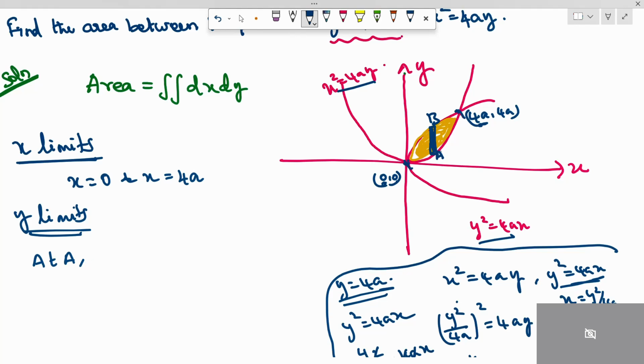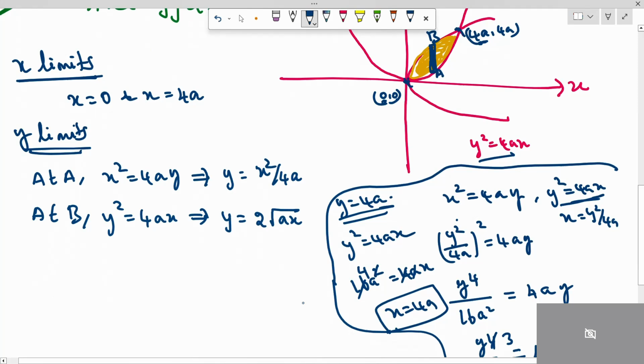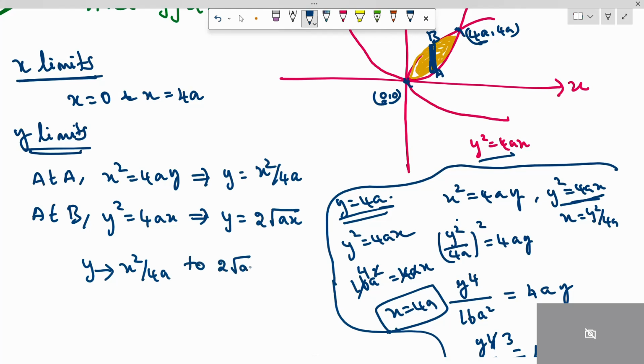Point a lies on the parabola x square is equal to 4ay. From this, y is equal to x square by 4a. This is our lower limit. Point b lies on the parabola y square is equal to 4ax. From this, y is equal to root of 4ax, that is 2 into root ax. Now we can write y varies from x square by 4a to 2 into root ax. Here x varies from 0 to 4a.